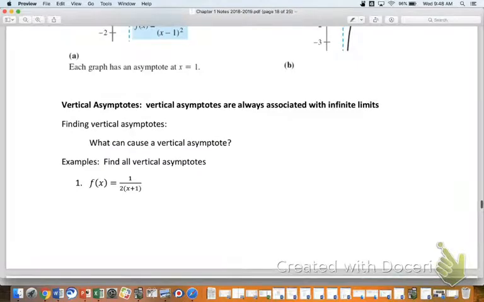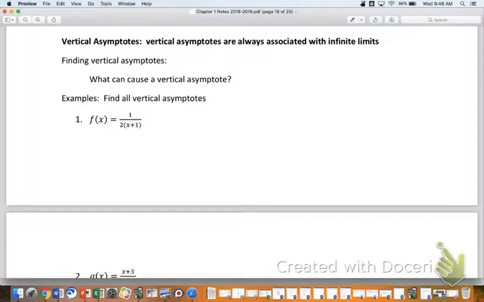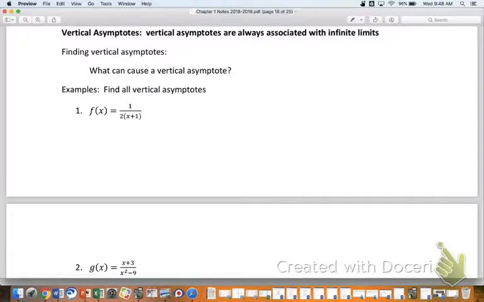So as a very overgeneralized statement, what could cause a vertical asymptote? As far as a characteristic of a function. What about the denominator? A zero, yeah, okay, you're saying all the right stuff, for sure. So a zero in the denominator could cause a vertical asymptote.